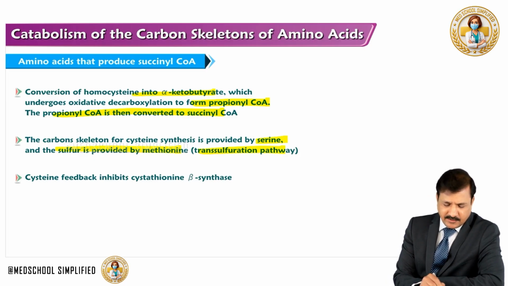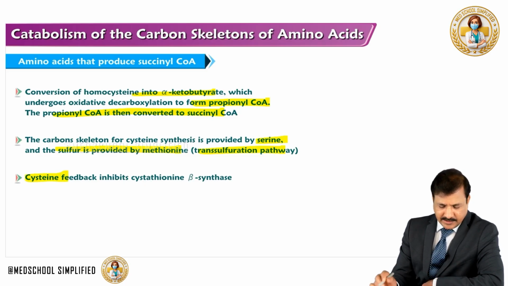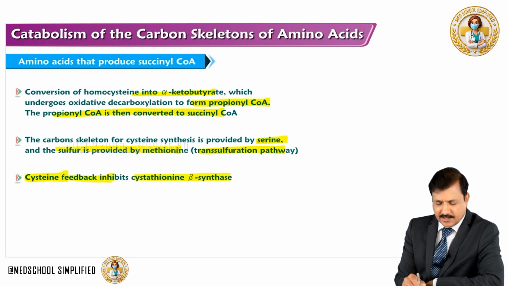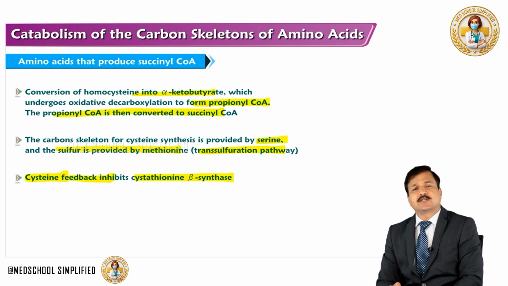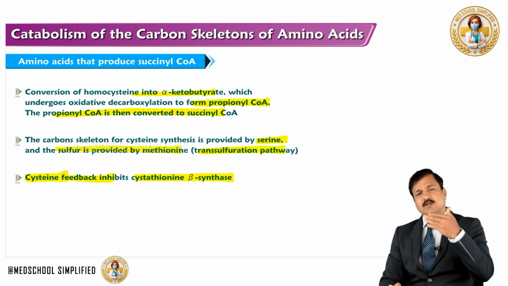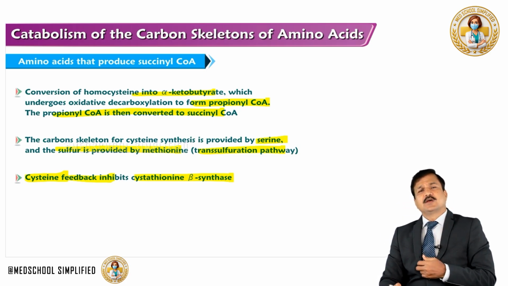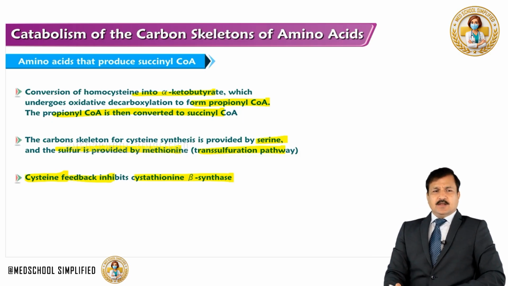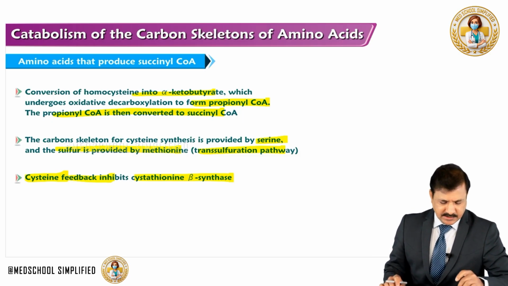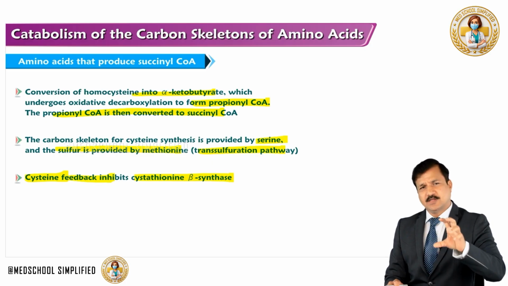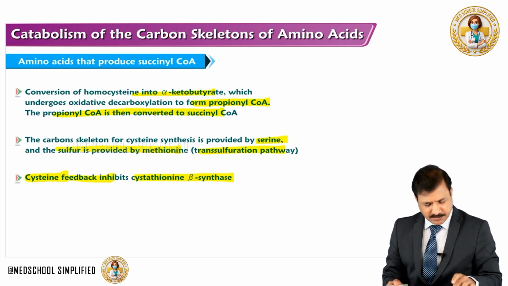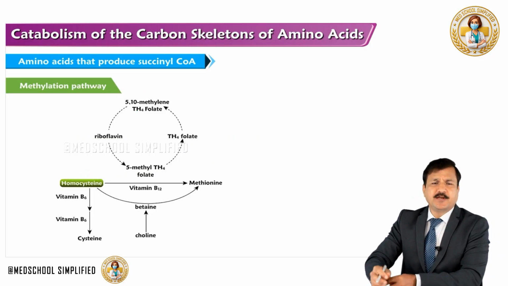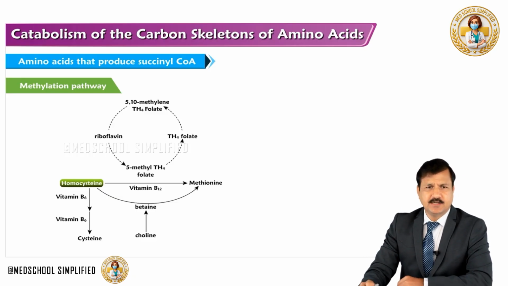Now, whenever cysteine levels are elevated in the cell, the cysteine will have a negative feedback effect on the enzyme called cystathionine beta synthase, which is involved in the conversion of homocysteine into cystathionine. Alright, so these are some of the points which are a recap from the previous figure that I have explained to you. Now let me explain briefly the methylation pathway.